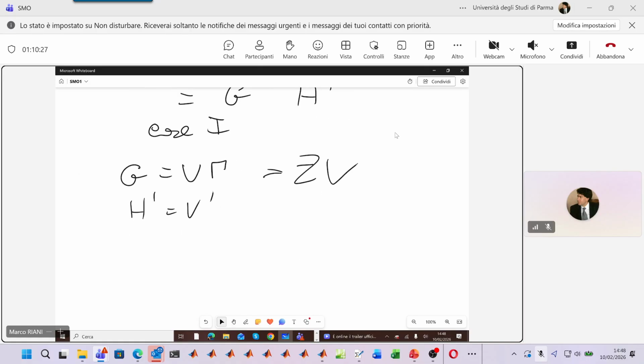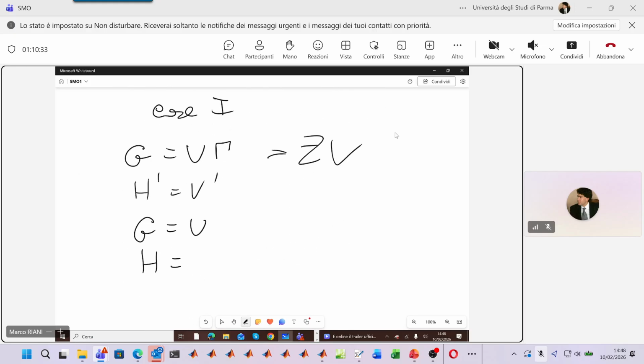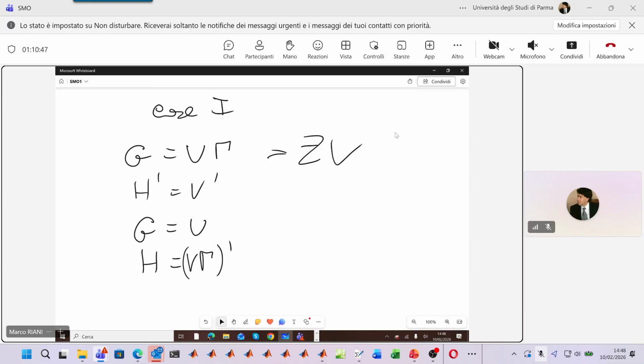Otherwise, if G is U, H is gamma. Let us write it this way, because it is H prime, therefore gamma must become the first. What is G in this case? G is equal to U, and U is the matrix of the standardized principal components. And V times gamma is what? Is the matrix of the loadings.